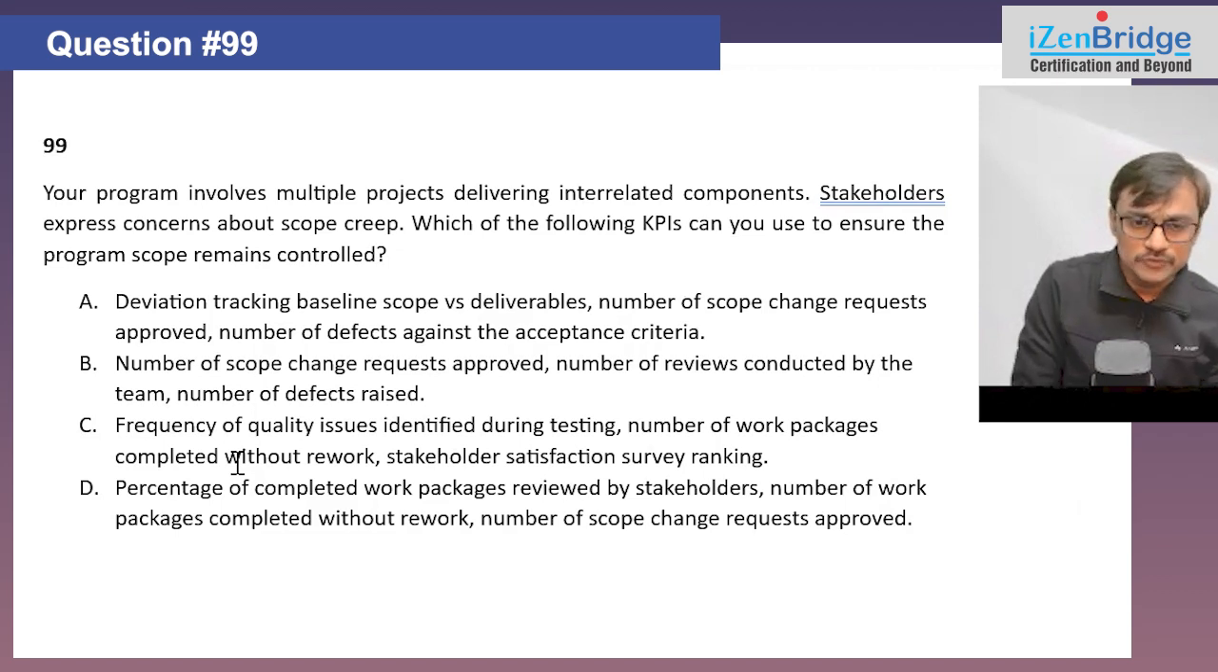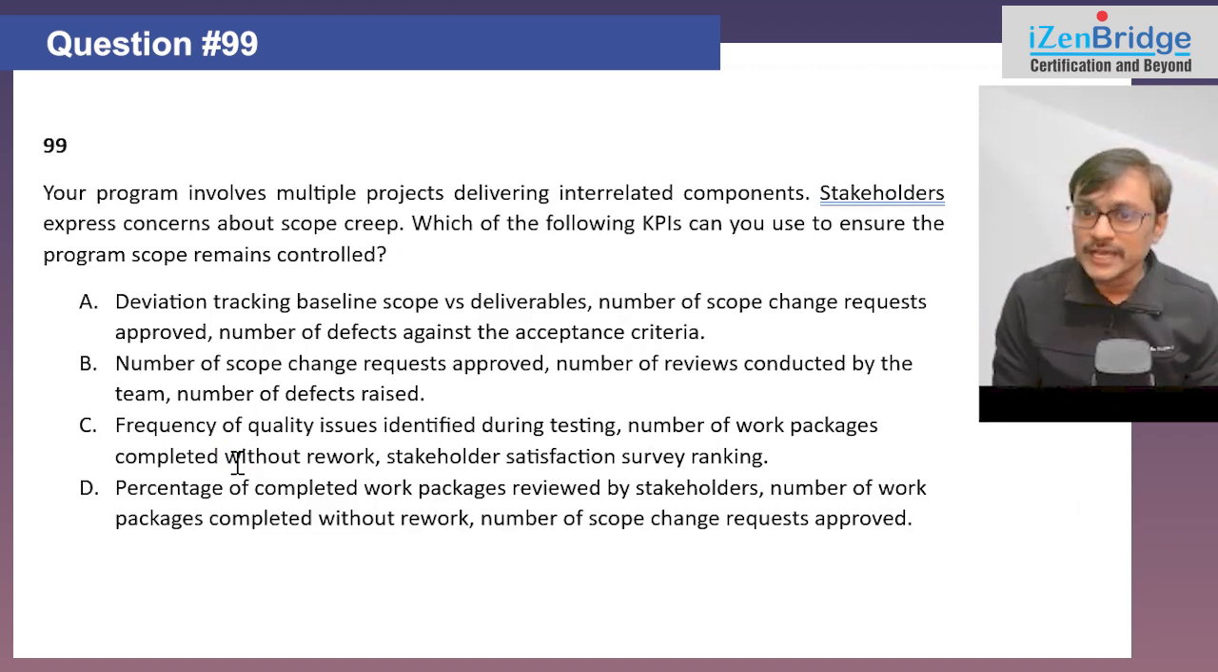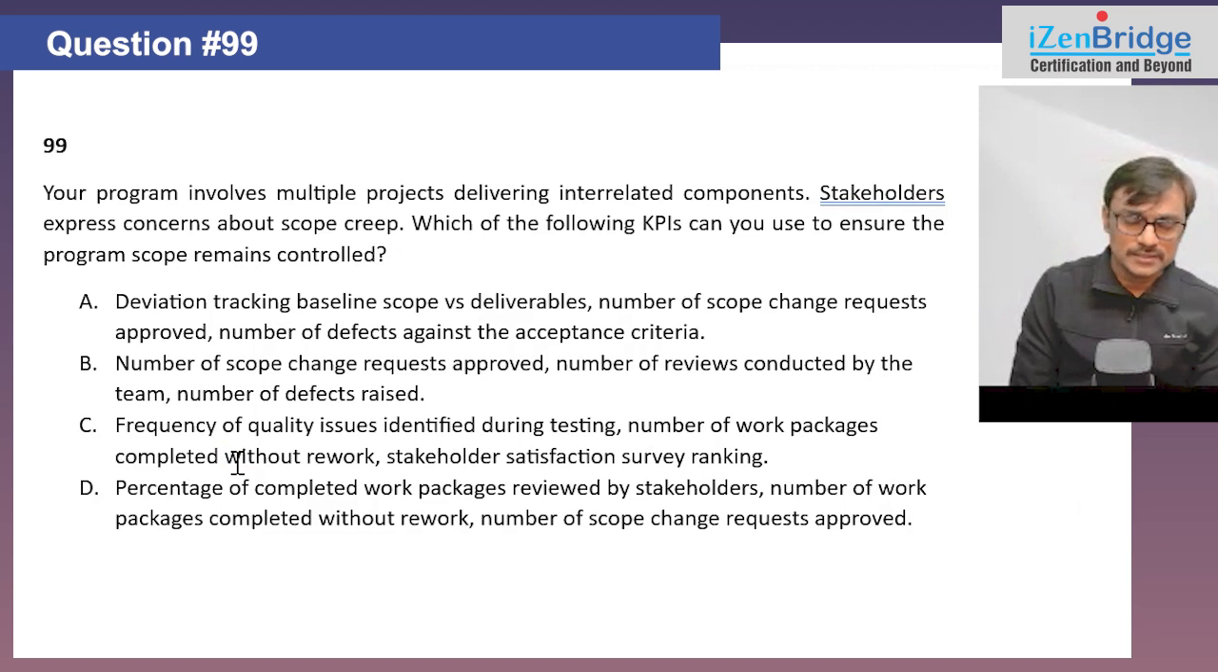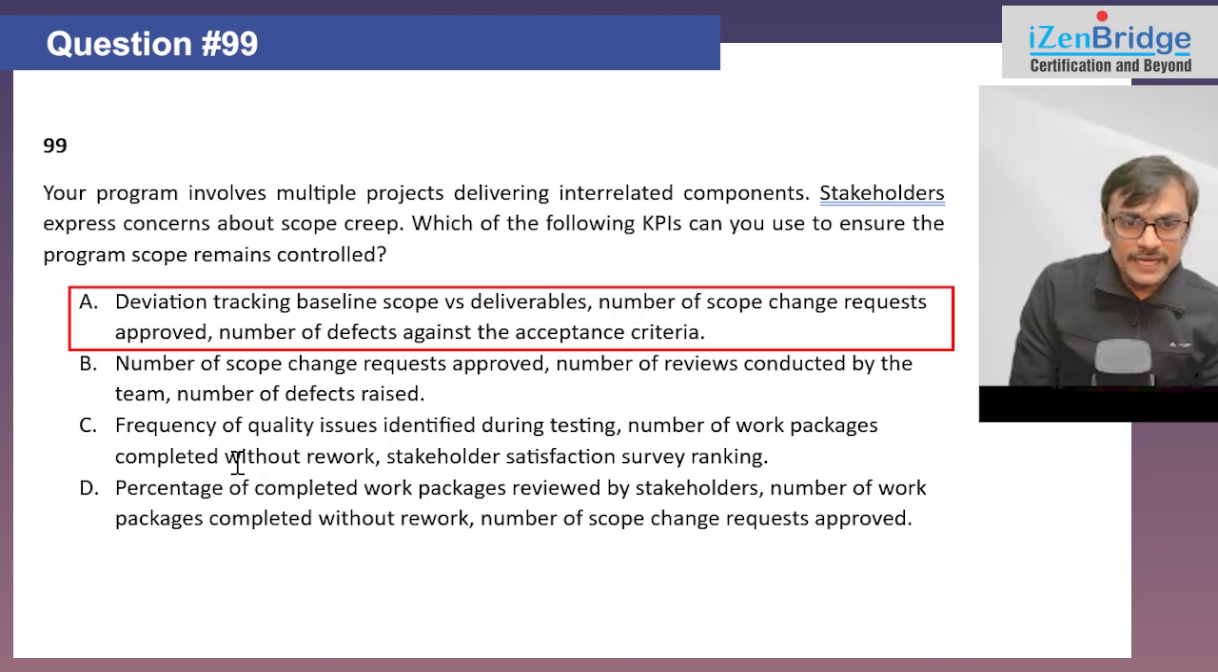In this particular case, we need to find out the option which is helping us take care of scope creep. Now, what is scope creep? Uncontrolled expansion of the scope. You probably know that from your project management knowledge. Option A, deviation tracking baseline scope versus deliverable. Good idea. It will help us in seeing if there is any scope creep or not.